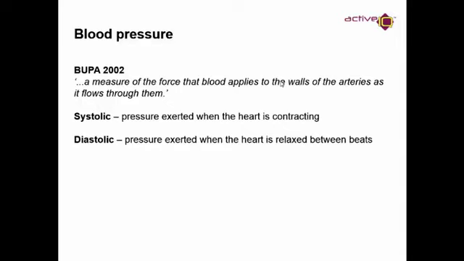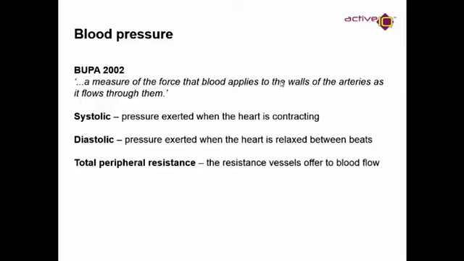We have systolic and we have diastolic blood pressure. Our systolic blood pressure is how much pressure is being exerted when the heart is pumping, and our diastolic blood pressure is how much pressure is being exerted in between beats, so when the heart is more relaxed. So systolic, when our heart is actually pumping. Diastolic is in between heartbeats, so when the heart is at rest. And then we also have total peripheral resistance, and that's the resistance blood vessels offer to blood.